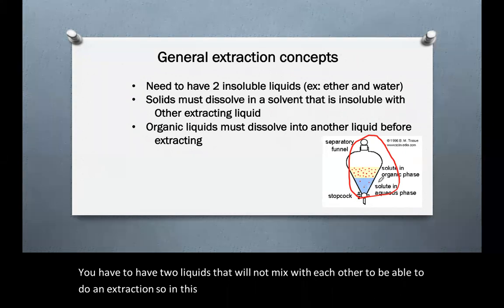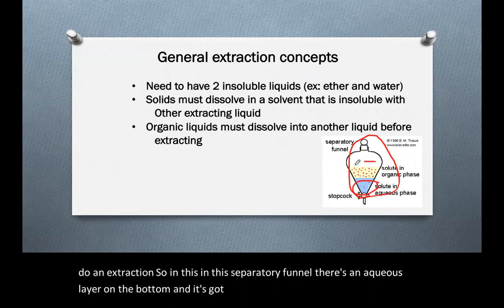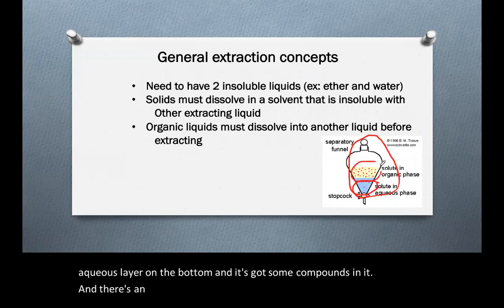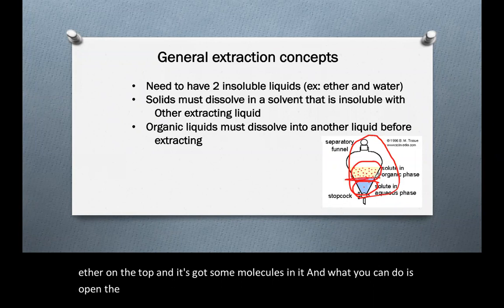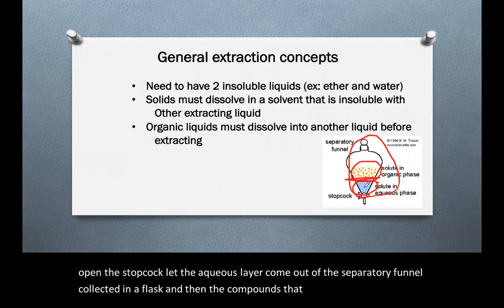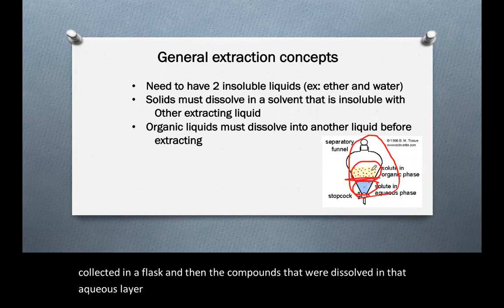In this separatory funnel, there's an aqueous layer on the bottom, and it's got some compounds in it. And there's an organic layer, which in this case is less dense, something like ether, on the top, and it's got some molecules in it. What you can do is open the stopcock, let the aqueous layer come out of the separatory funnel, and collect it in a flask. Then the compounds that were dissolved in that aqueous layer are now separated from the compounds that were dissolved in the organic phase.